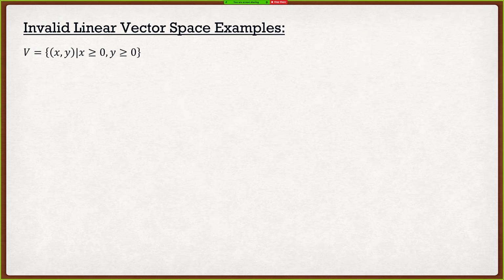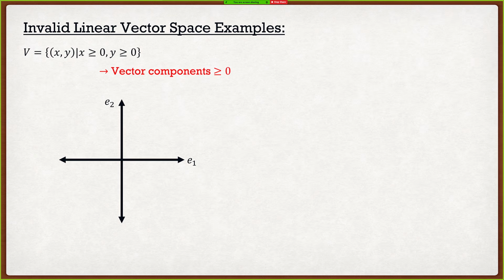So again, R2 and R3 in the previous slide had no restrictions. However, now we have two restrictions, one on x and one on y. So if I look at this in terms of my basis vectors e1 and e2, if x has to be greater than 0 and y has to be greater than 0, all my vector components have to be greater than 0. So if I look at this plane here, all my vectors must be within this realm. For instance, a vector xy that's greater than 0 can be something like 1, 3. Now, if I had a vector 1, -3, well, -3 is not greater than 0, so that vector is not in the vector space.